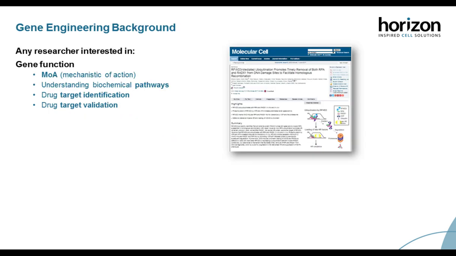So first we're going to go into broad detail on the possible applications of gene-engineered cells. Gene engineering is important for any researcher interested in determining the mechanism of action of their gene. Using gene engineering, we can make a gene non-functional, allowing us to look at that mechanism of action. Making a non-functional gene means that we can get a better understanding of how that gene is contributing to its specific biochemical pathway. And this is shown nicely here in this paper, where a gene was knocked out and its function was confirmed with a rescue experiment, so overexpressing that gene again.